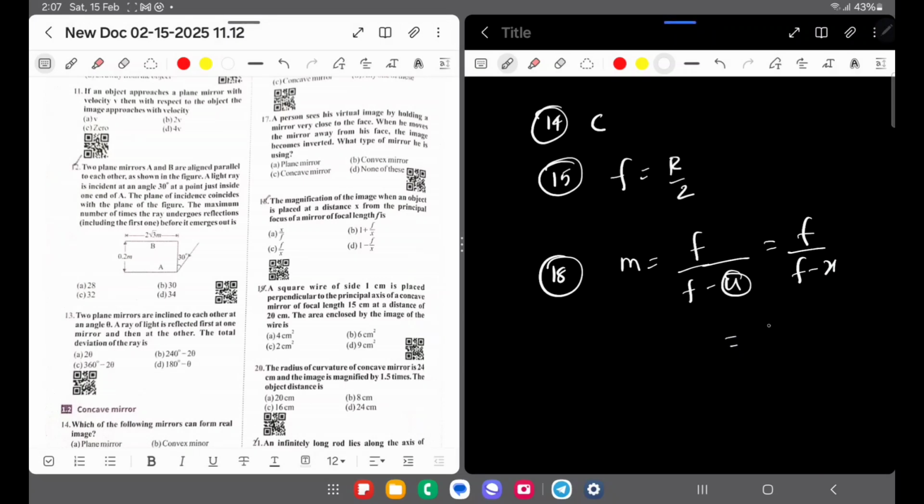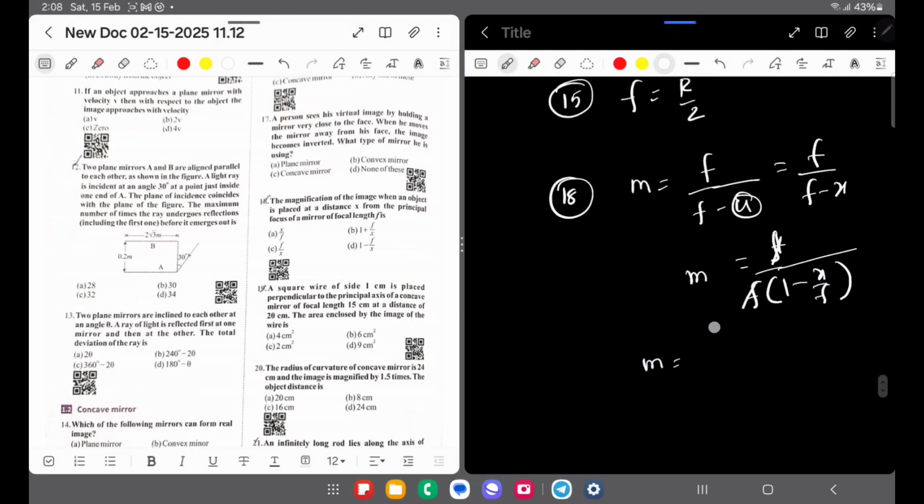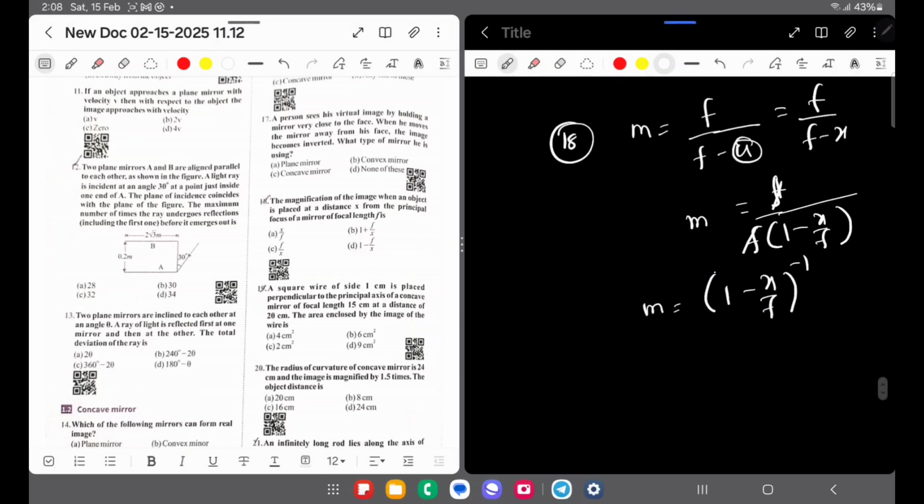So, I can rewrite the same as, if I take f as a common factor here, I will have 1 minus x by f. This f will get cancelled off. So, m is equal to 1 minus x by f, whole power minus 1. It can be replaced with 1 plus x by f. No.